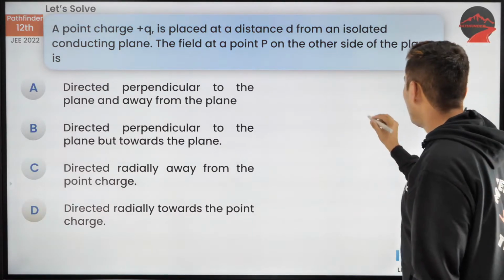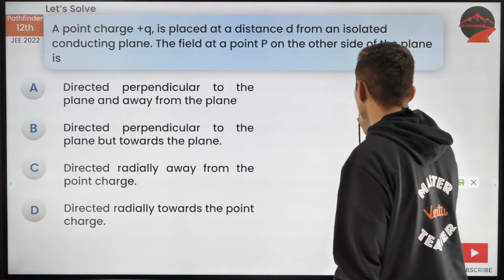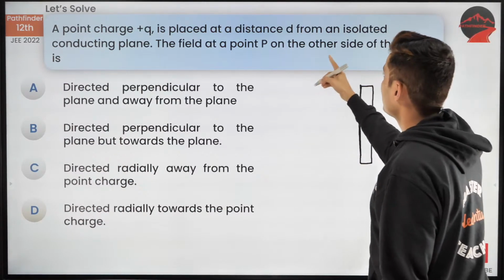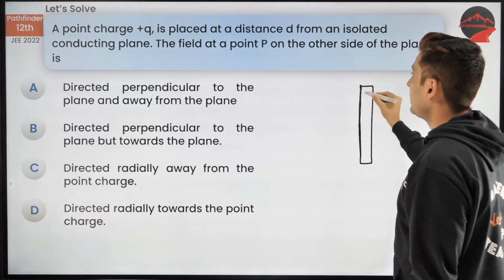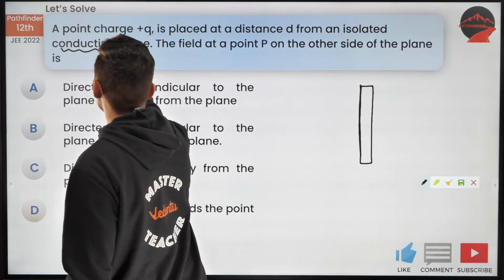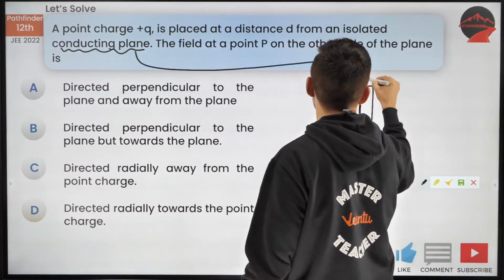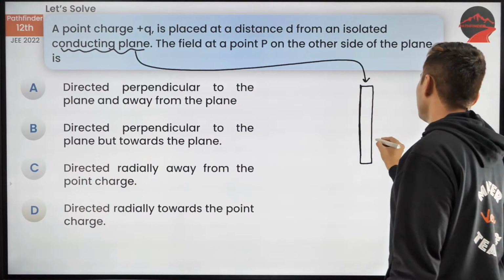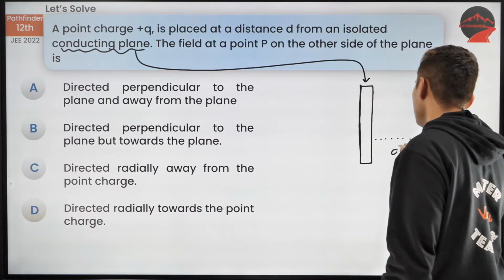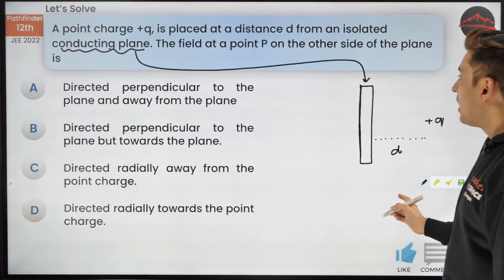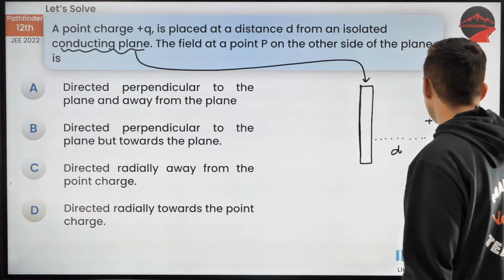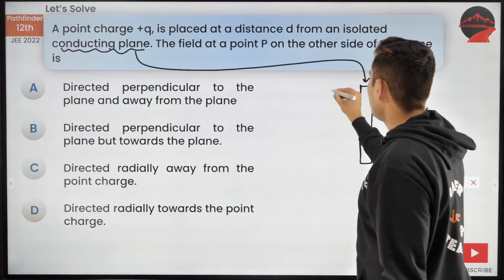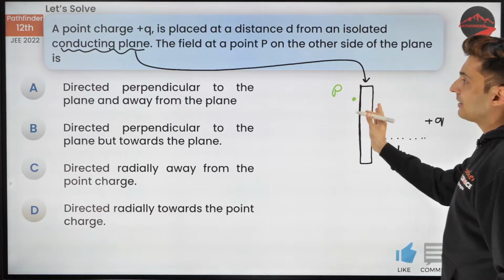In case you are finding it hard to visualize, let me just draw a diagram. This is a conducting plane. It is placed at a distance d from the point charge plus Q. Okay, it is at a distance d from the plane. Now think, how will the field at a point P on the other side of the plane look?